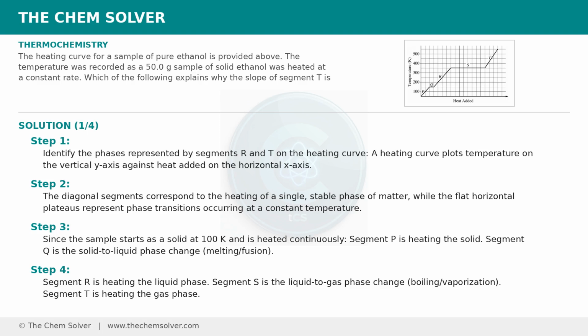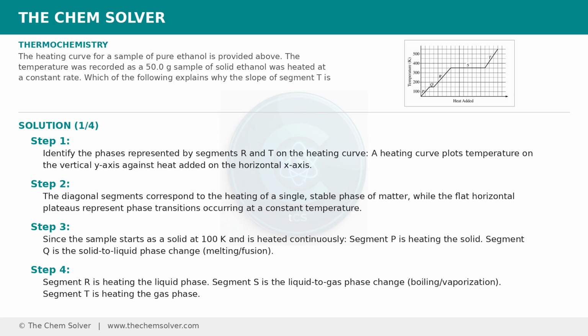Identify the phases represented by segments R and T on the heating curve. A heating curve plots temperature on the vertical y-axis against heat added on the horizontal x-axis. The diagonal segments correspond to the heating of a single, stable phase of matter, while the flat horizontal plateaus represent phase transitions occurring at a constant temperature.